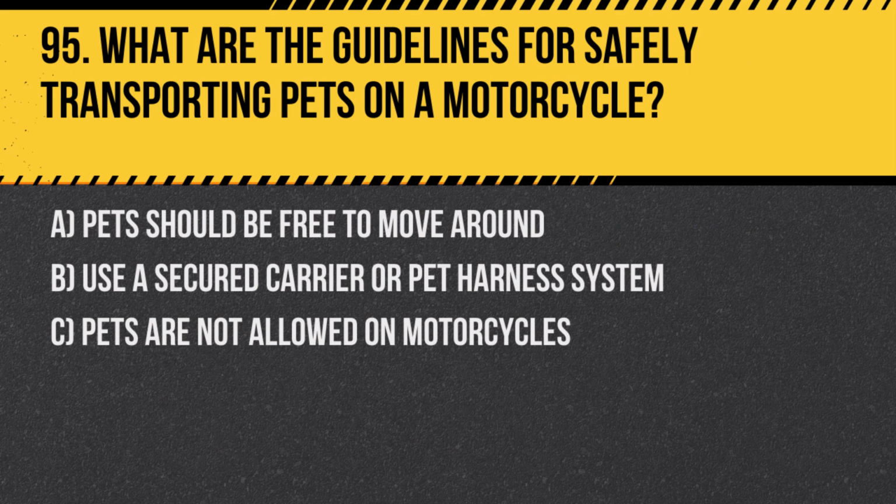Question 95. What are the guidelines for safely transporting pets on a motorcycle? A. Pets should be free to move around. B. Use a secured carrier or pet harness system. C. Pets are not allowed on motorcycles. Answer: B. Use a secured carrier or pet harness system. Ensuring pets are safely secured prevents distractions and accidents.